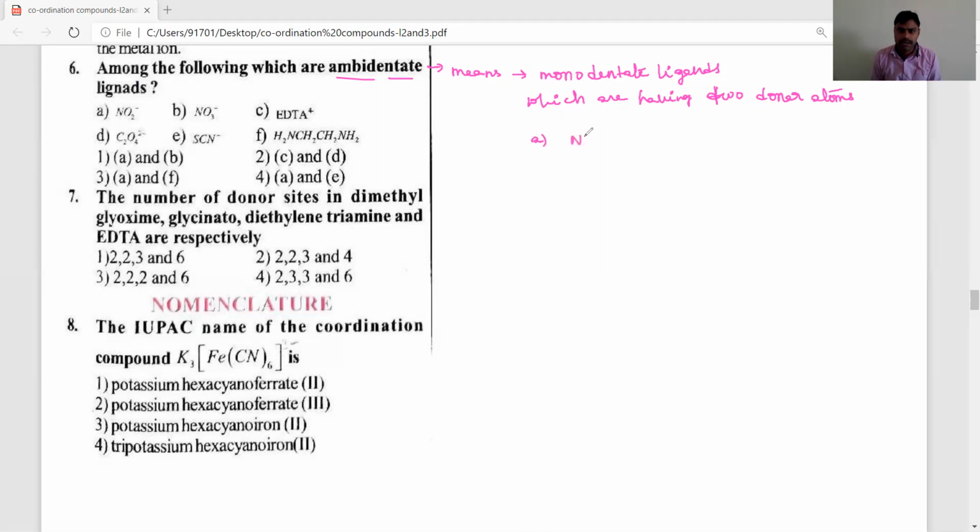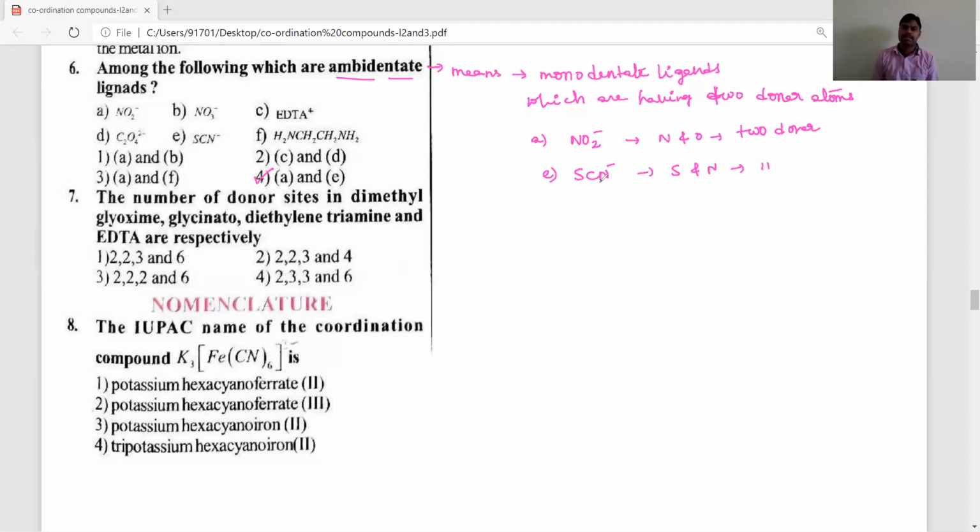The first one is NO2 minus. The NO2 minus has two donor atoms present, the nitrogen and oxygen. So that's why it is an ambidentate ligand, as well as SCN minus, thiocyanate ion. Here also two donor atoms are present, the sulfur and nitrogen atoms. So that is E. Now the answer is A and E. The fourth option is correct. So NO2 minus and thiocyanate ion, SCN minus, both are ambidentate ligands.